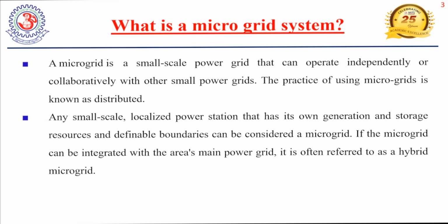Now the second point mentioned here: it works independently or connected to the conventional grid. If we generate power, either we send that power directly to the load, or if we are generating more power than our load, our consumer demand, that means more than our consumption, then we send that power to the conventional grid system. That means we can also sell our power to another person or another grid system. That is the advantage of microgrid.